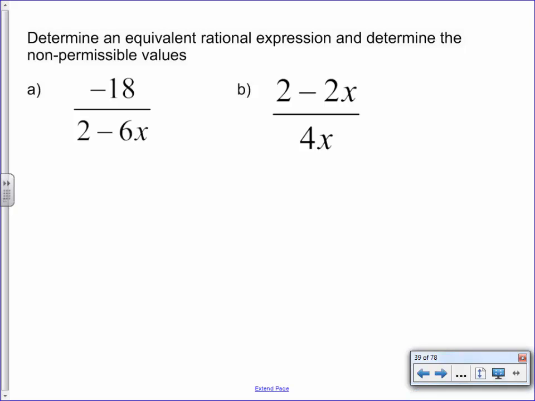Okay, so we're going to do 2 things on this question. We're going to do the non-permissible value thing, and we're going to simplify. So let's do the non-permissible part first. What number can this x right here not be? Well, if you tried making it 0, 2 minus 6 times 0 would give you 2 minus nothing, which would give you 2. So actually, 0 is okay.